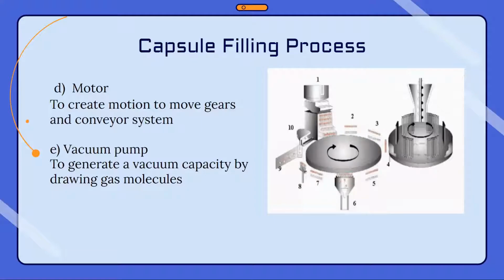The fourth one is the motor, to create motion to move gears and conveyor system. And the last one is the vacuum pump, to generate a vacuum by drawing gas molecules.